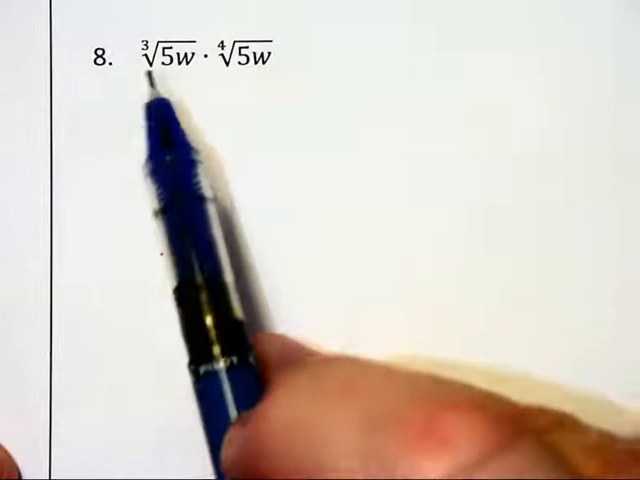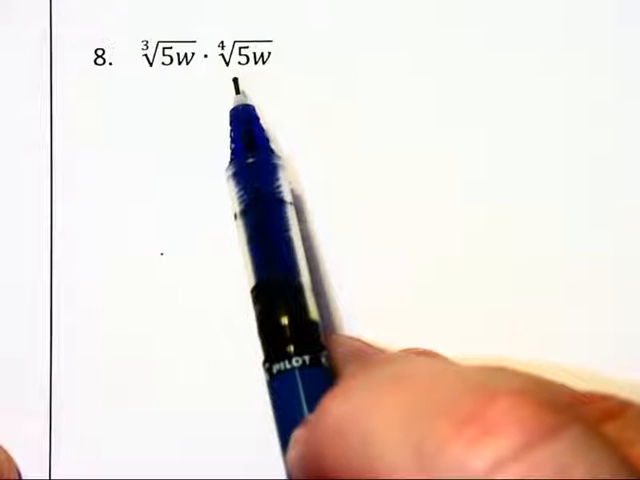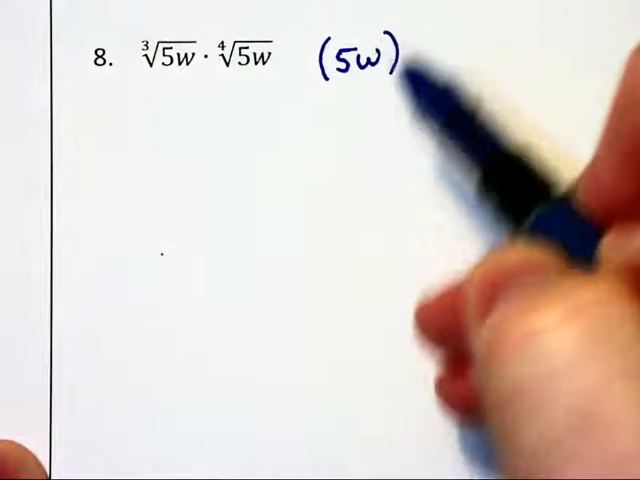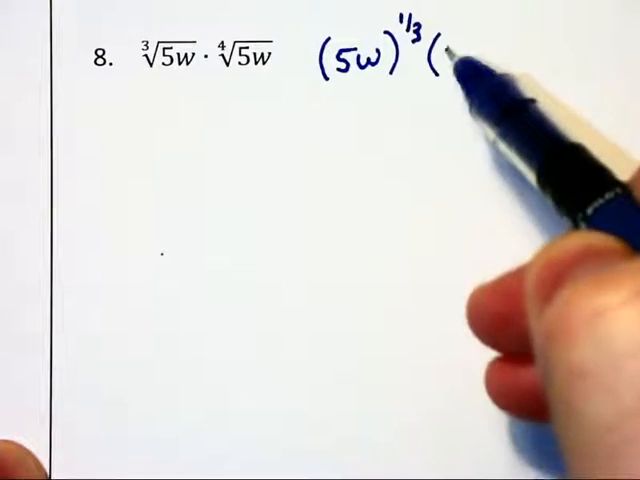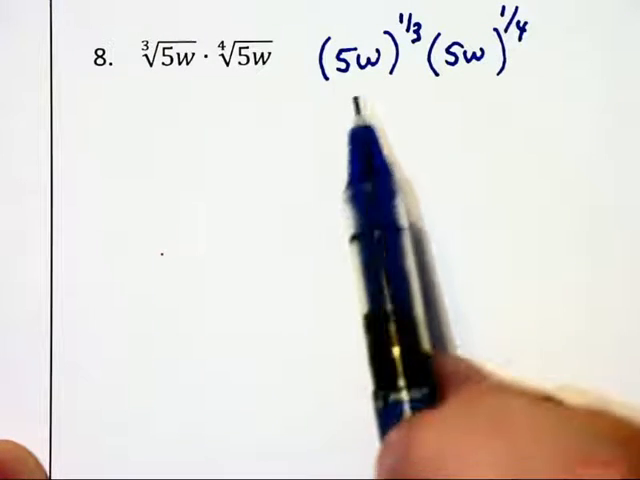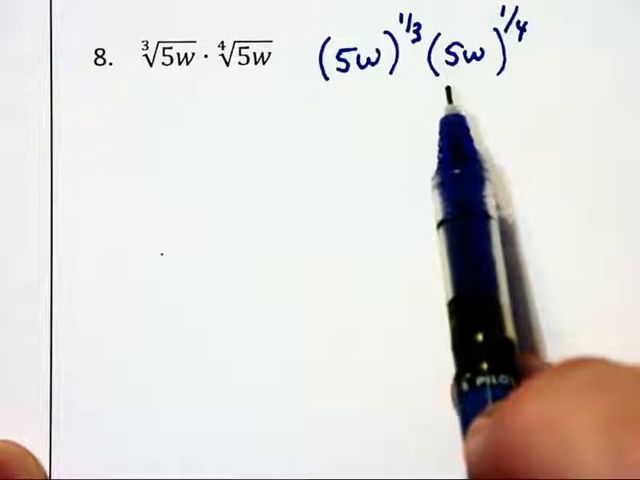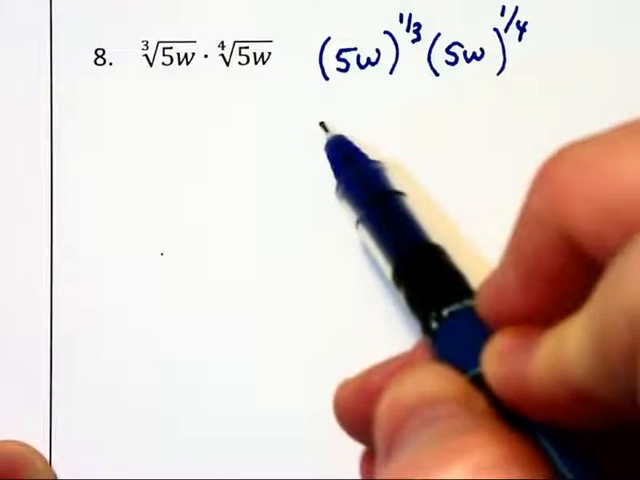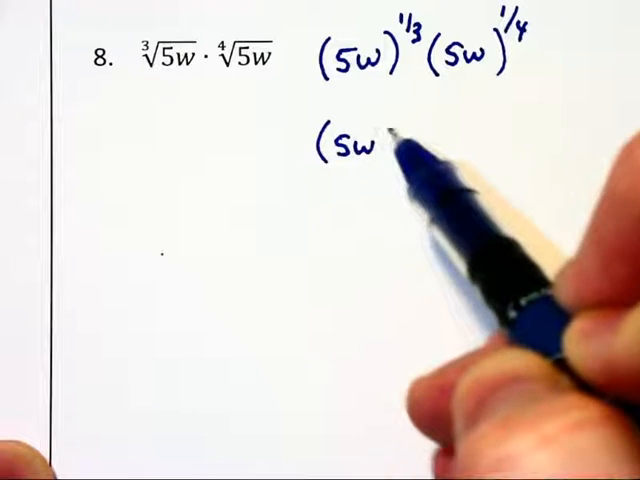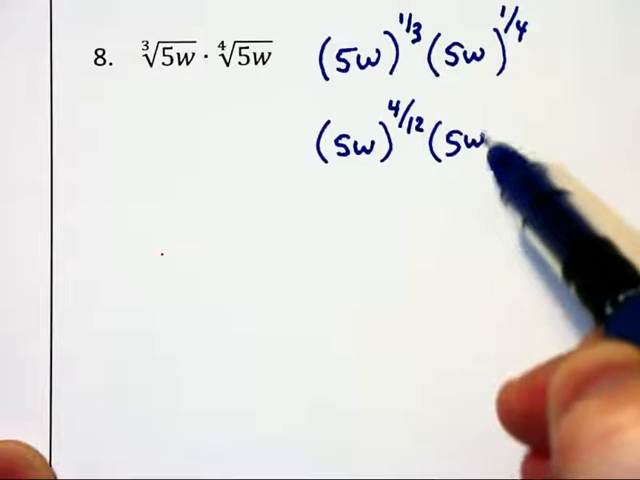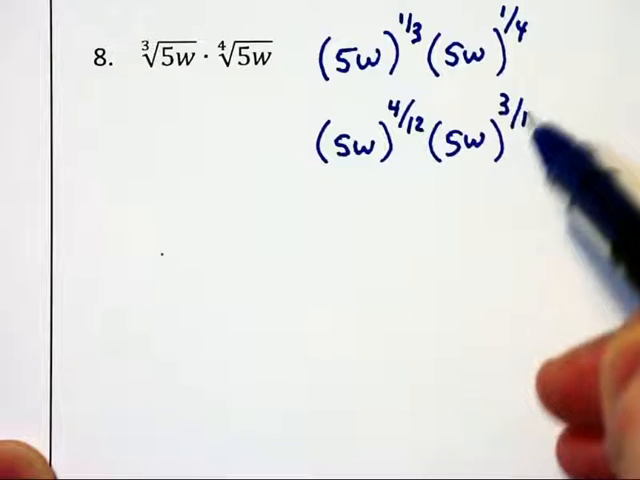On this next problem, we have a cube root and a fourth root being multiplied together. So we really have 5w to the 1/3 times 5w to the 1/4. Okay, well the 5w's are the same. Let's get a common denominator for these exponents. Let's put them each over 12. So we would have 5w to the 4/12 times 5w to the 3/12.